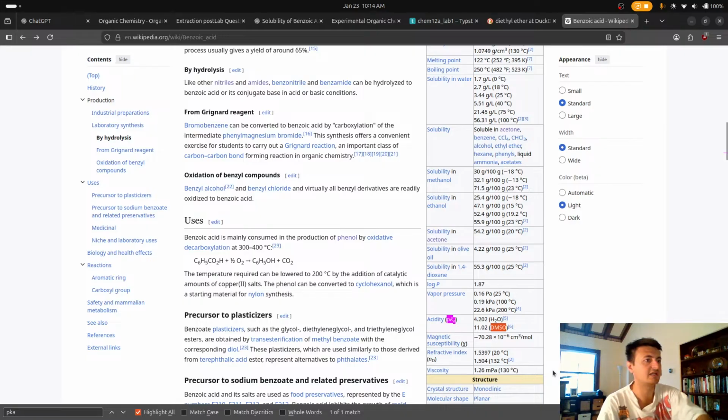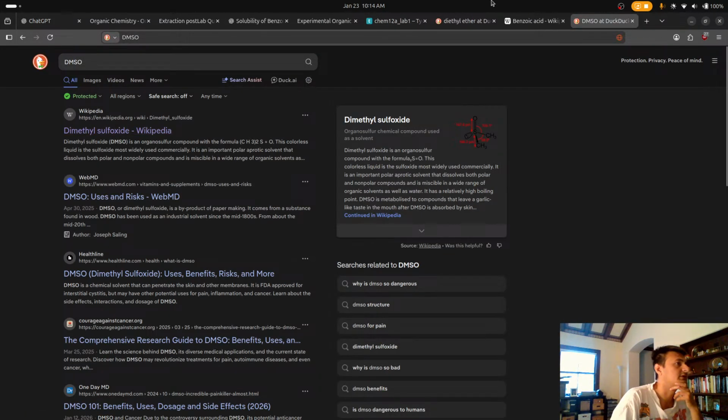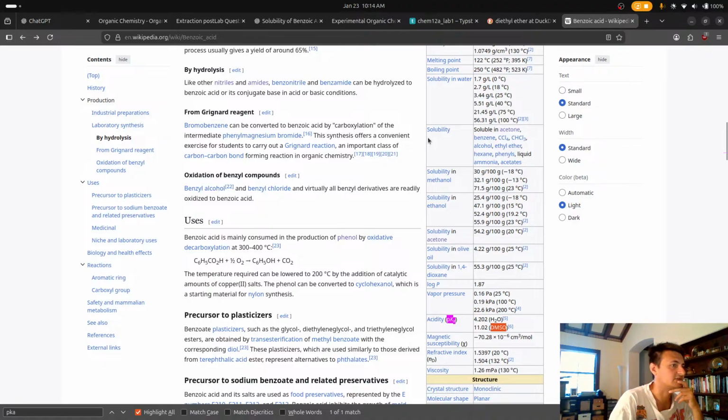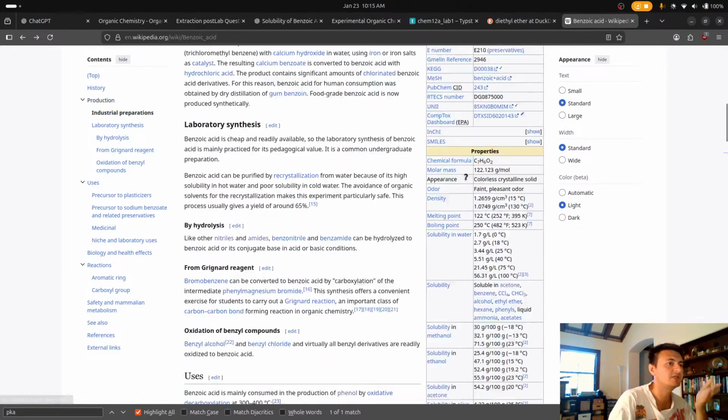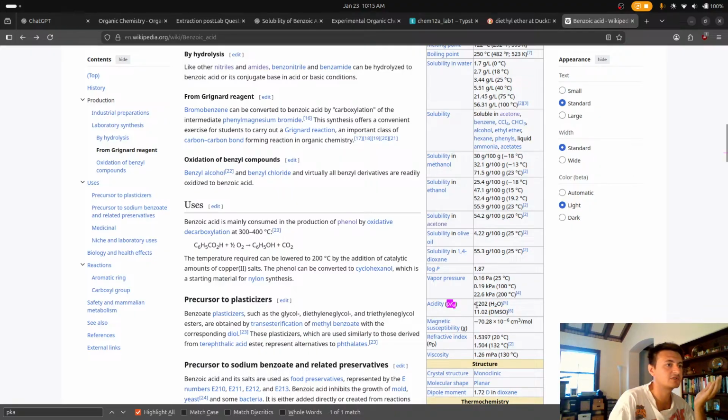Does this stand for dimethyl sulfoxide? What does this stand for? Yeah, I was looking at that yesterday. So as far as weak acids go, it's pretty strong. 4, 10 to the minus 4. I always have to unwrap exactly what that means.